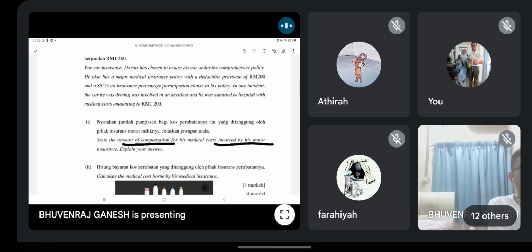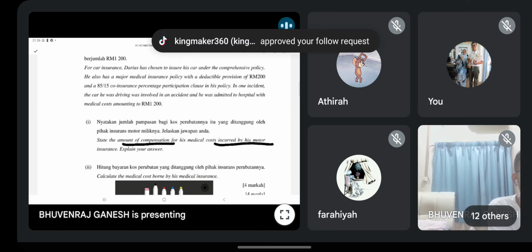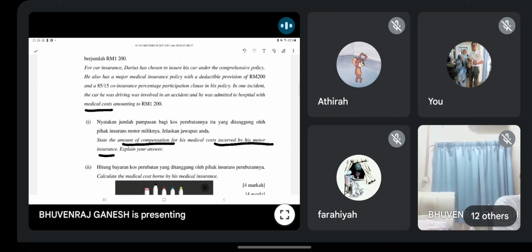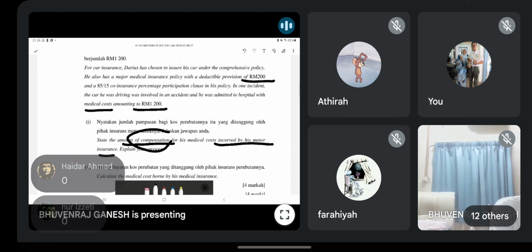Okay, so next one. Okay, this one is a nice question. Apa pampasan yang diterima? Okay, untuk situasi macam ni. Kamu lihat lah. Cost dia 1,200. Medical cost 1,000, 1.2K. Deductible 200. So how much compensation guys? Can you tell me? Wow, very good. Kamu ingat semua RM0. Okay, reason? Can you explain?